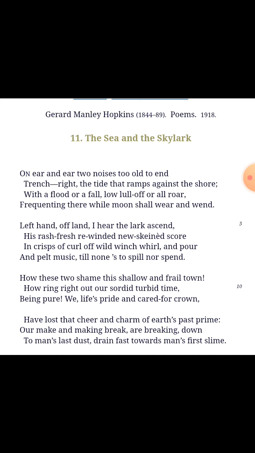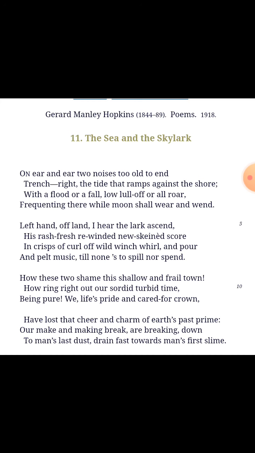The poet says that the two sounds of the sea and the skylark are putting Ryle to shame. The voices emanating from nature rise far above the sordid and confused human sounds. It is so because the voices from the objects of nature are pure. The town is shallow and pale. The human sounds of the town are sordid and confused.